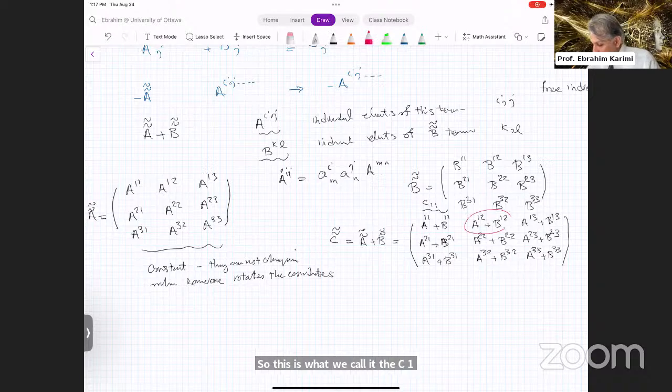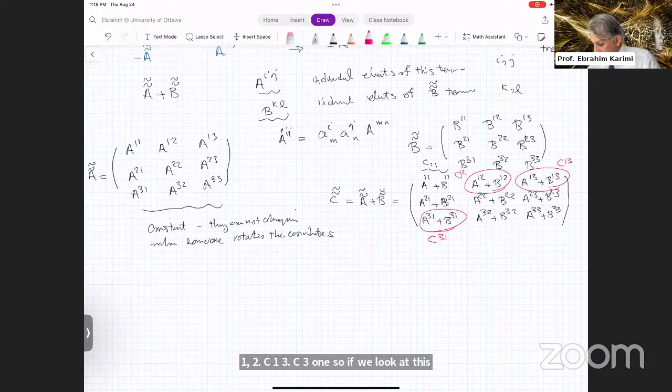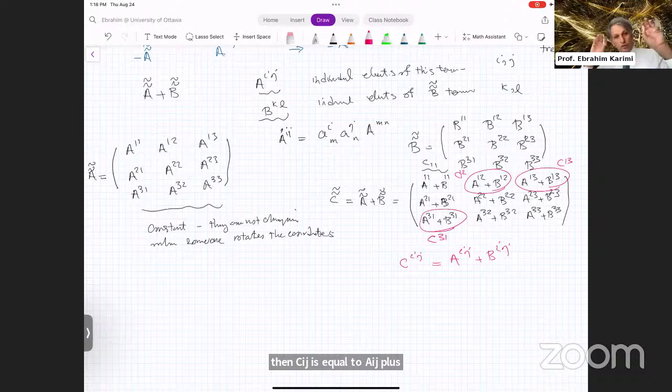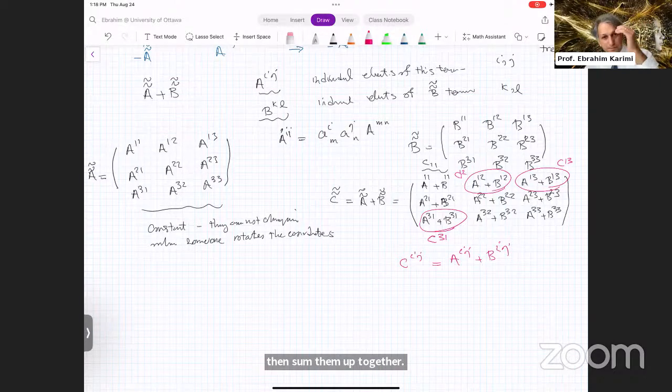This is what I call C12, C13, C31. So if you look at this expression, then Cij is equal to Aij plus Bij. So you are not allowed to sum one index there and another index there. You have to go element by element, then sum them up together. Okay?